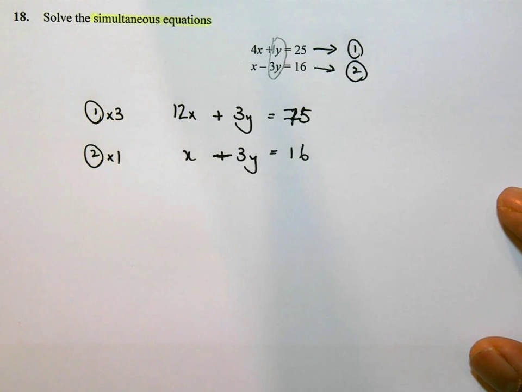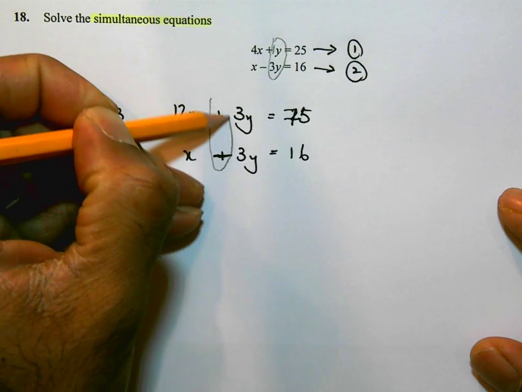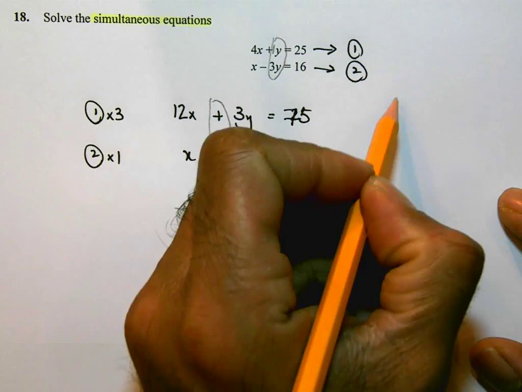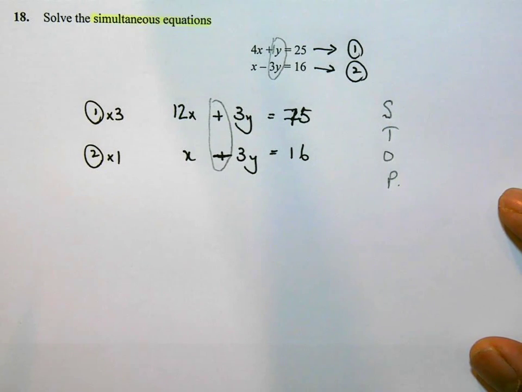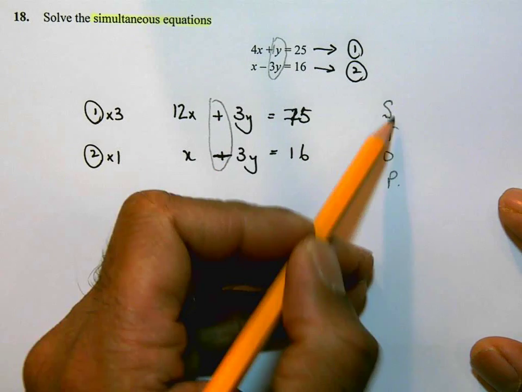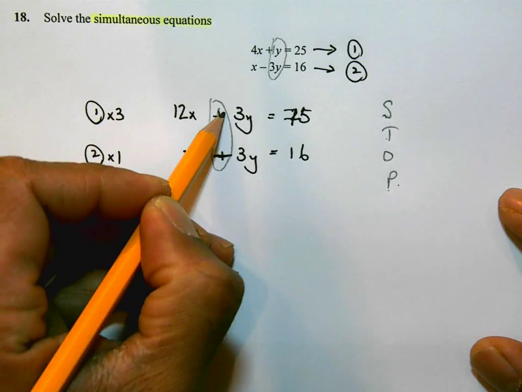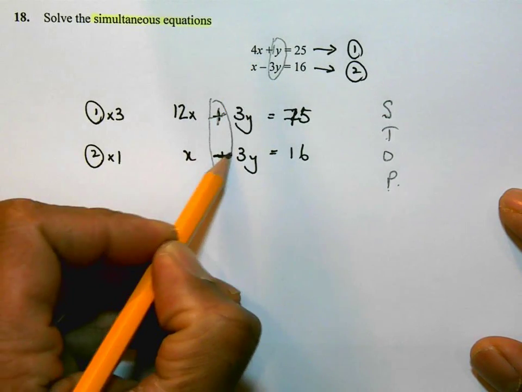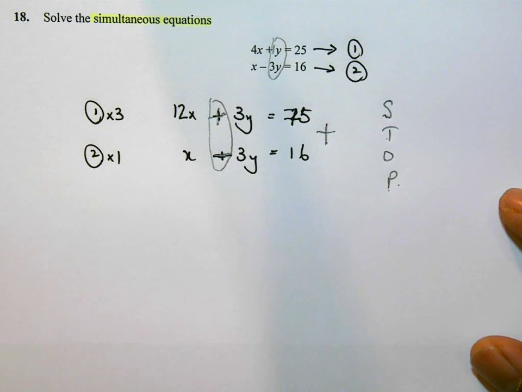Okay, now we need to do two things. Focus on the signs and stop. Stop tells us what to do next. Same, take away. If these signs are same, I'm going to take away. If they're opposite, I'm going to plus. So this is a plus, positive. This is a negative. They're opposite, so I'm going to add the two equations.